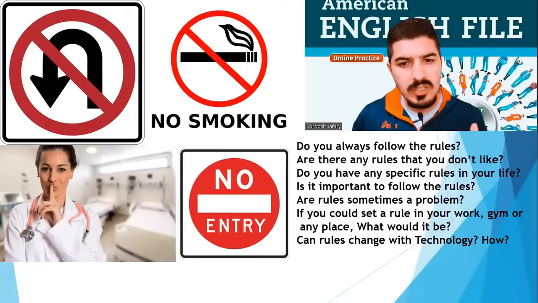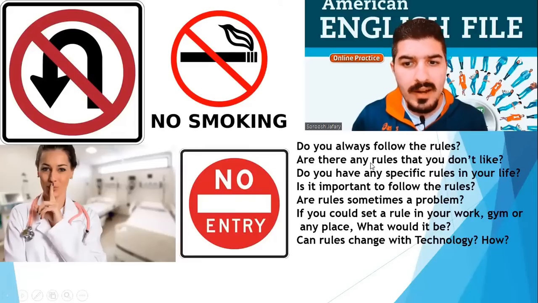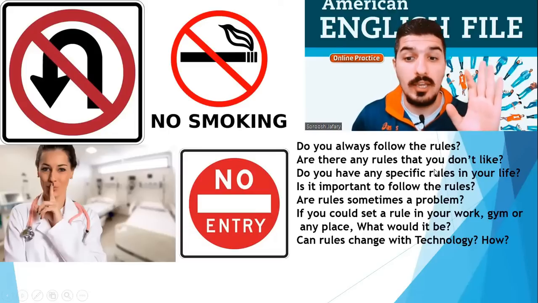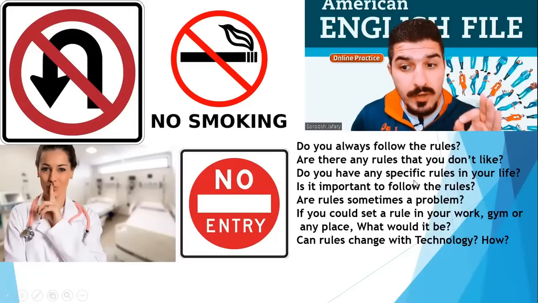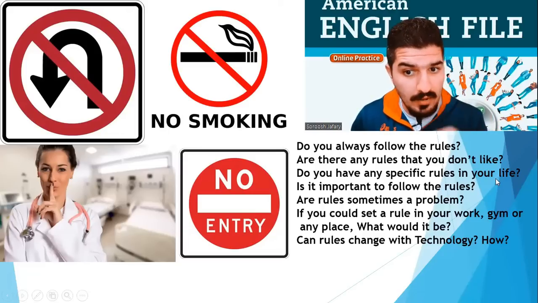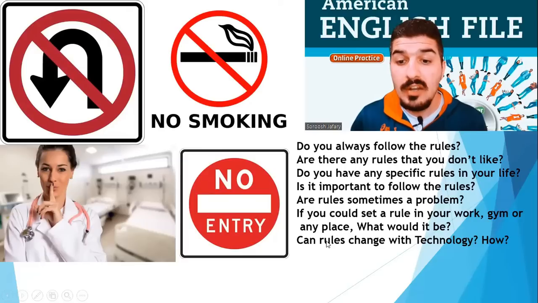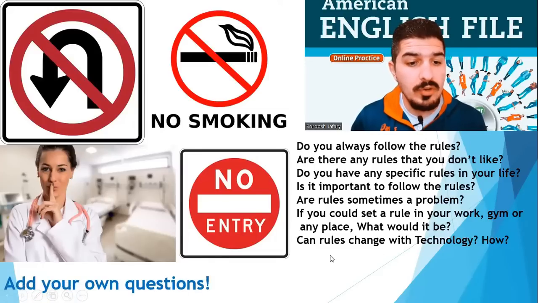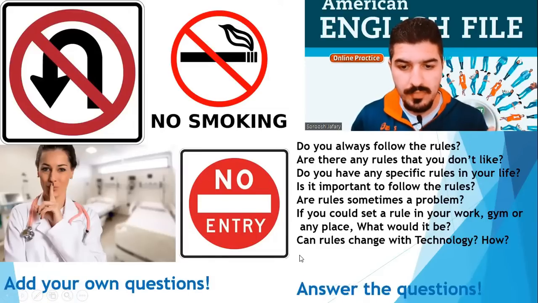Now, I have some questions for you. Do you always follow the rules? Are there any rules that you don't like? Do you have any specific rules in your life? Is it important to follow the rules? Are rules sometimes a problem? If you could set a rule in your work, gym, or any place, what would it be? Can rules change with technology? How? Now, everybody, you can add your own questions.